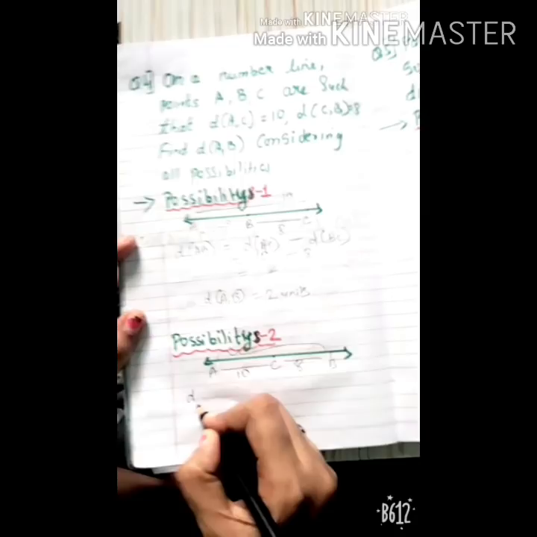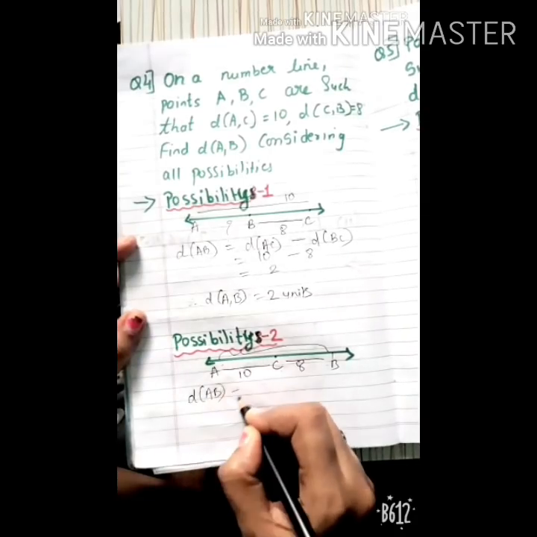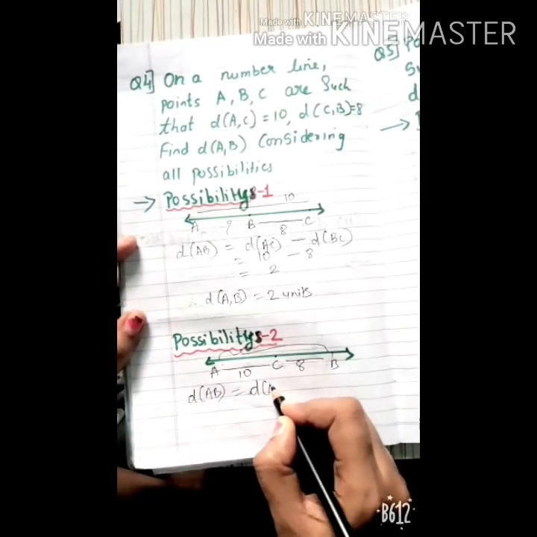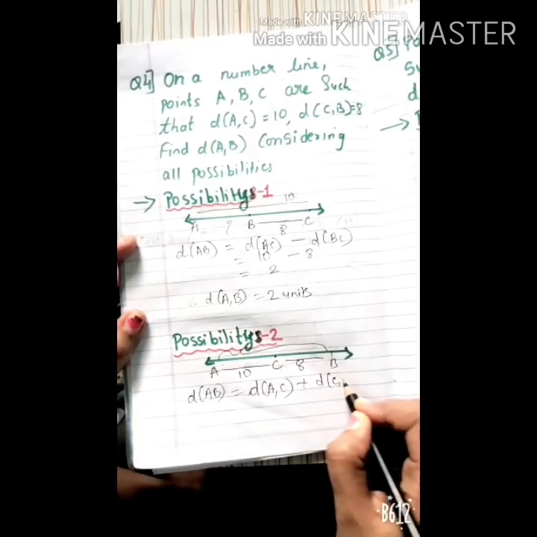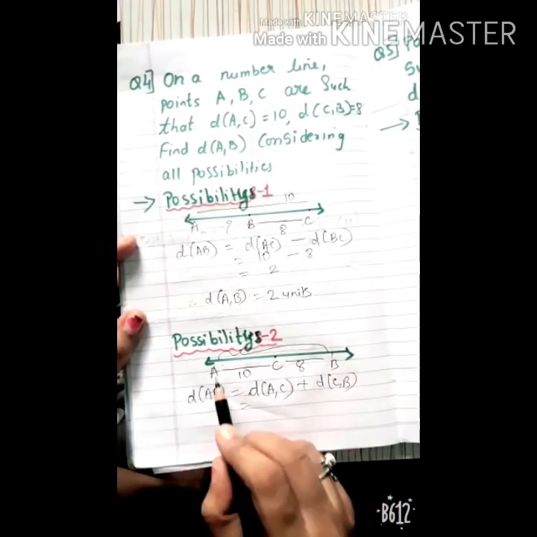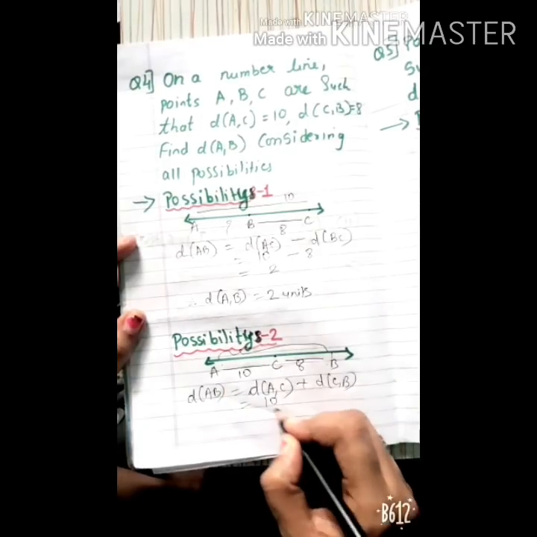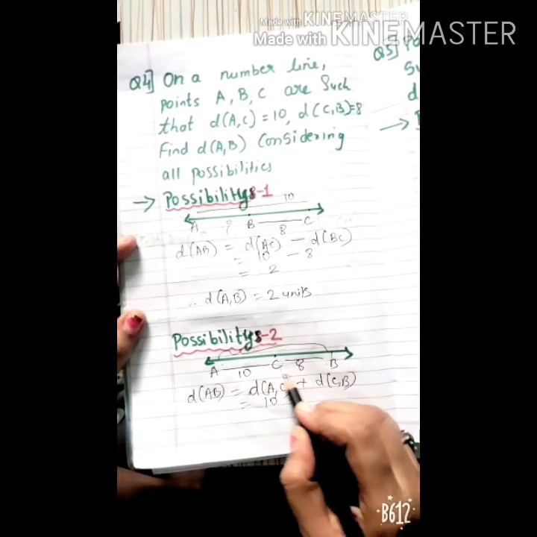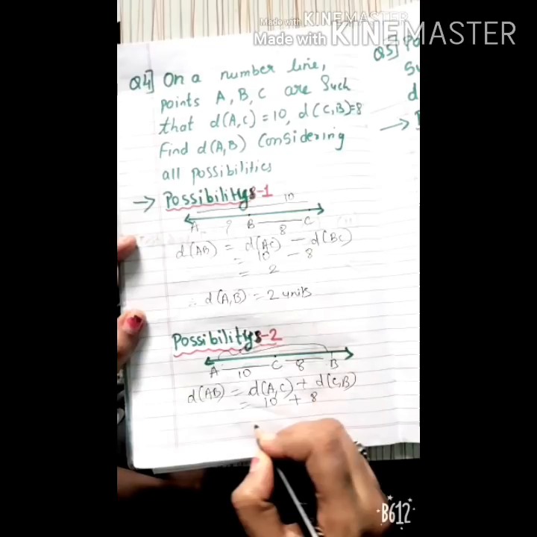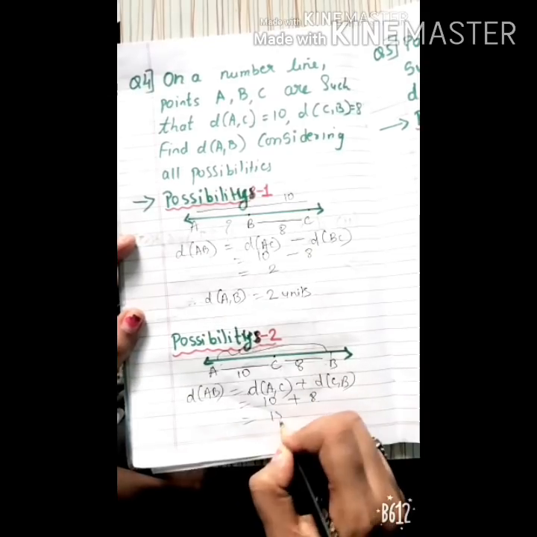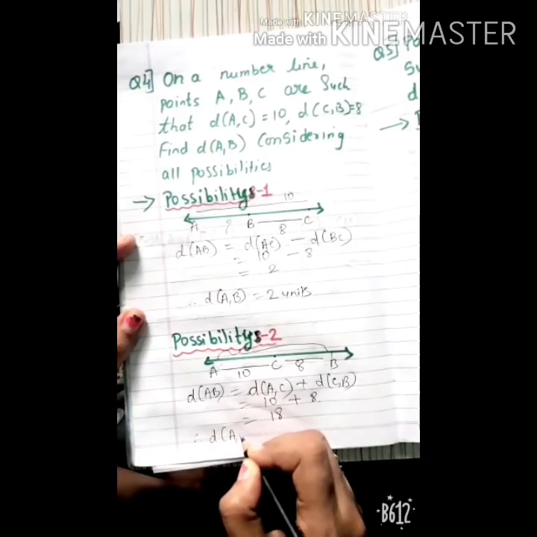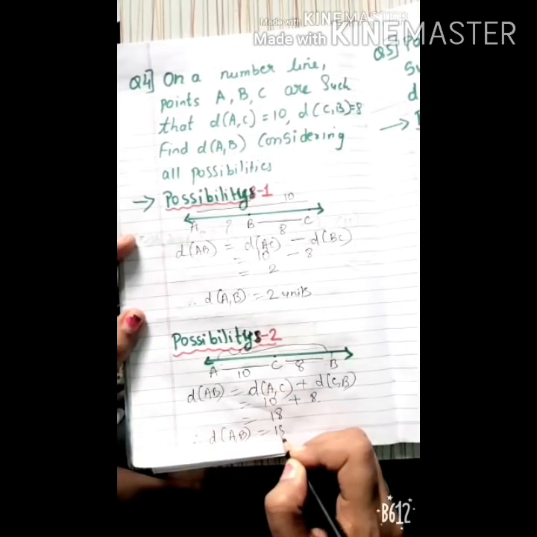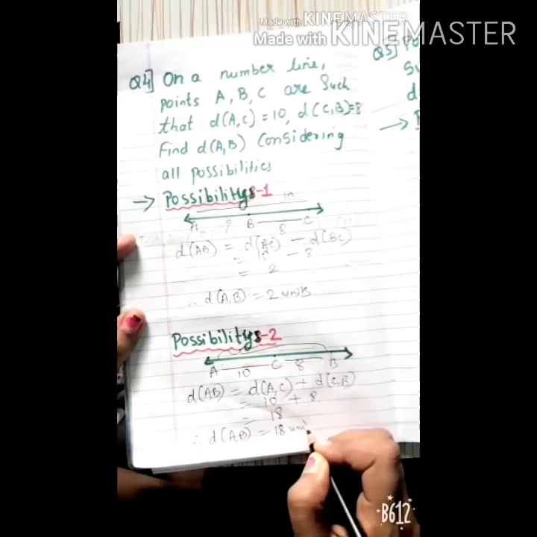Distance AB equals distance between AC plus distance between CB. So distance of AC is given 10 plus distance CB is given 8. 10 plus 8 is 18. Therefore, the distance between A and B equals 18 units.